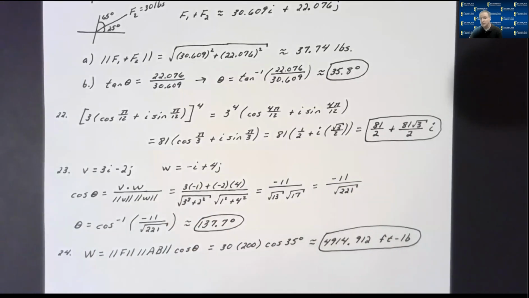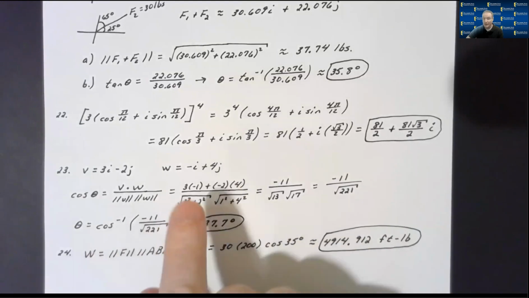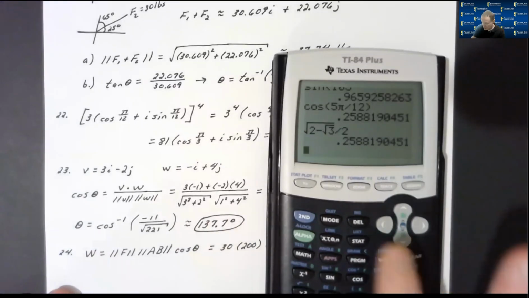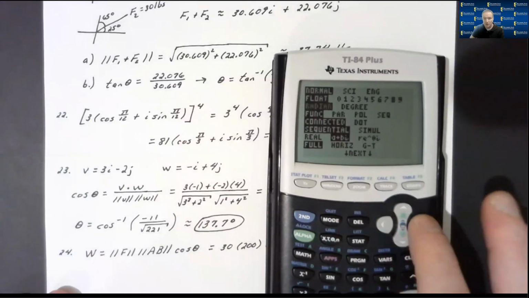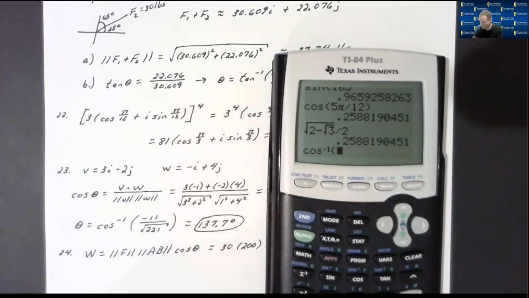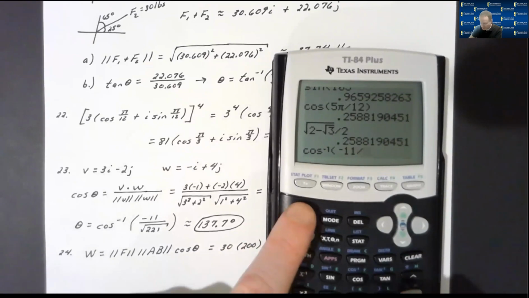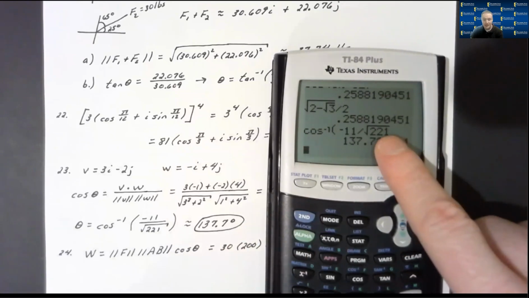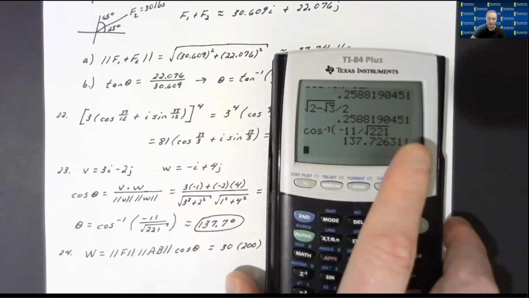Instantly, I knew that this was an obtuse angle between the two vectors, because anytime the cosine is negative, that tells you that you're in quadrant 2. The cosine is always positive between 0 and 90 degrees. Now, I said I wanted a degree answer to the nearest tenth of a degree, so you need to make sure your calculator is in degree mode. So I'll show that here, degree mode. And then it's as simple as just saying theta is equal to the inverse cosine of -11 divided by the square root of 221. Boom. You get your 137.7 degrees rounded to the nearest tenth of a degree.